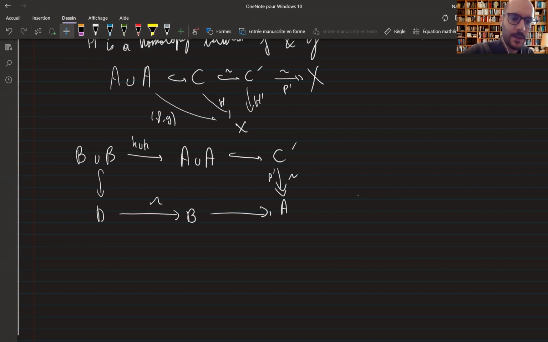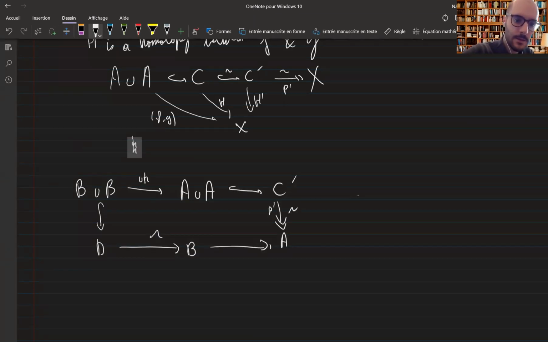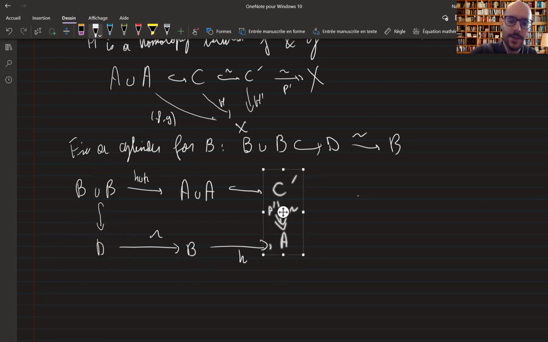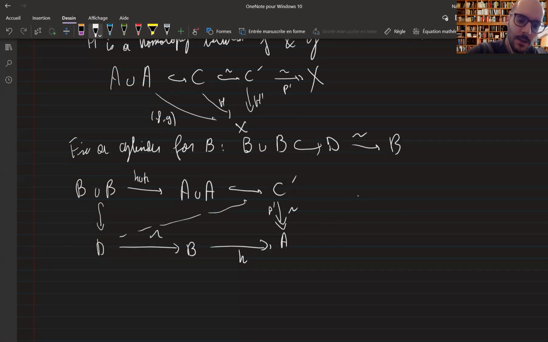So I should have said fix a cylinder for B. So B goes like this. This is H. So now we are in a good setting because on the left we have a cofibration. On the right we have an acyclic fibration. So we can find a lift here. Let's call it G as in homotopy.